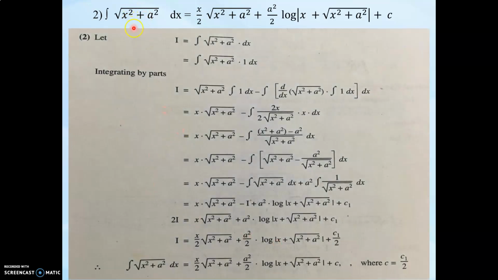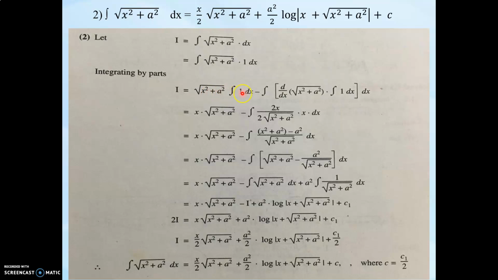So integral root of x square plus a square dx is equal to x upon 2 root of x square plus a square plus a square upon 2 log mod x plus root of x square plus a square plus c. So let I is equal to the given term. So into 1 you have to put. So remember, integration by parts, we are solving this one. So I is equal to integral root of x square plus a square into integral 1 dx minus integral derivative of root of x square plus a square into integral 1 dx, whole dx.